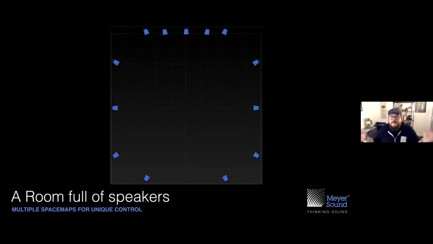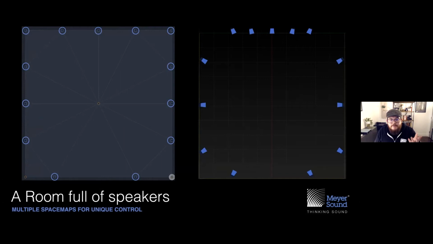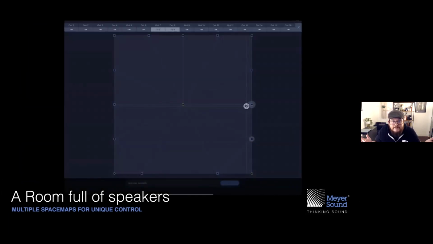So let's say we have a room full of speakers, and this is our room. We have a 5 frontal system, 3 surrounds on the left and right, and two rear surrounds. So here would be one space map. This space map is a very granular space map. As I move my finger around, we'll notice a white halo that expands and contracts. That's representing the matrix level of that particular input that it's on.